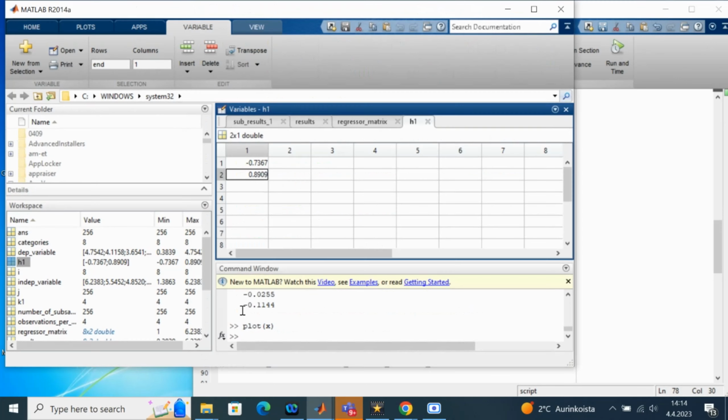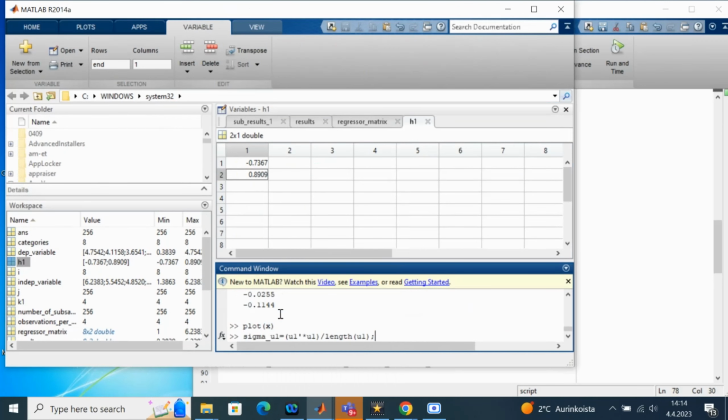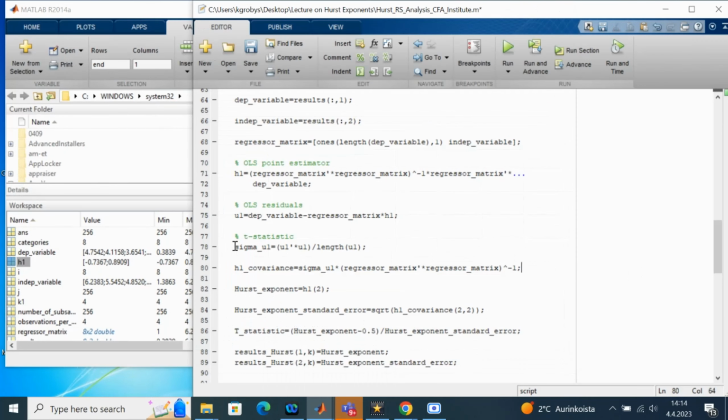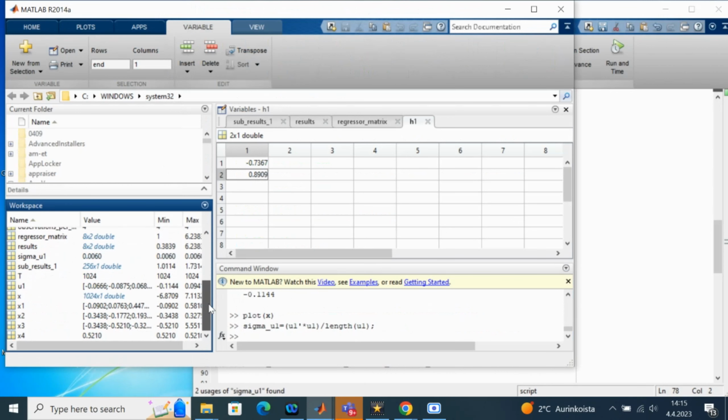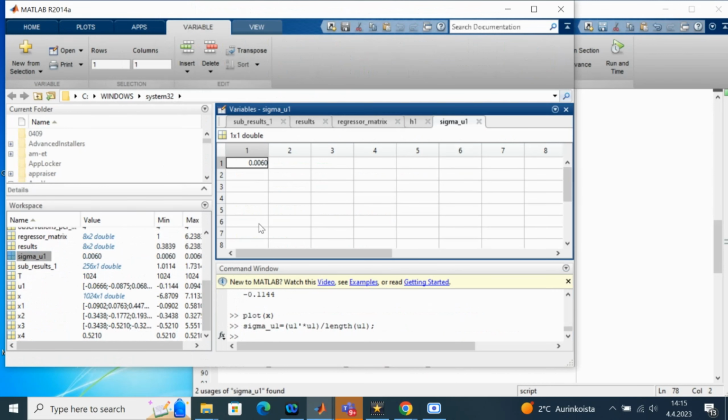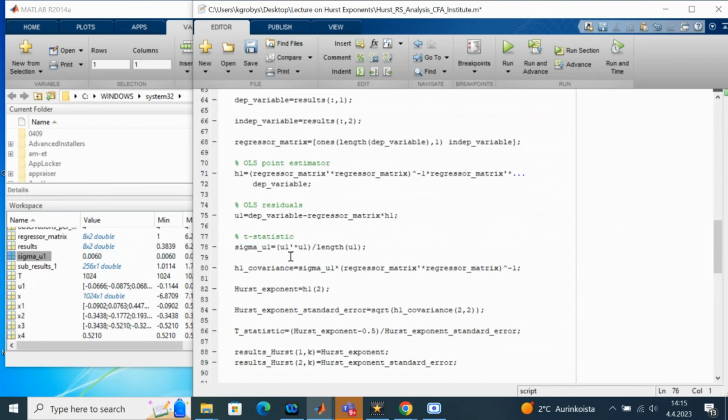All right, sigma underscore u1, these are the regression residuals. It's the vector of regression residuals transposed times itself divided by the length of the residual vector, which is 8×1, right? So the length is 8. It has 8 increments. And what is sigma? We have now copied it already in the command window, and we see here in the workspace it is 0.060.